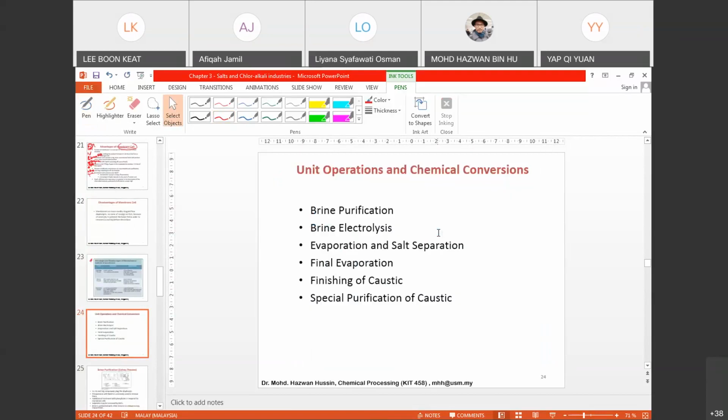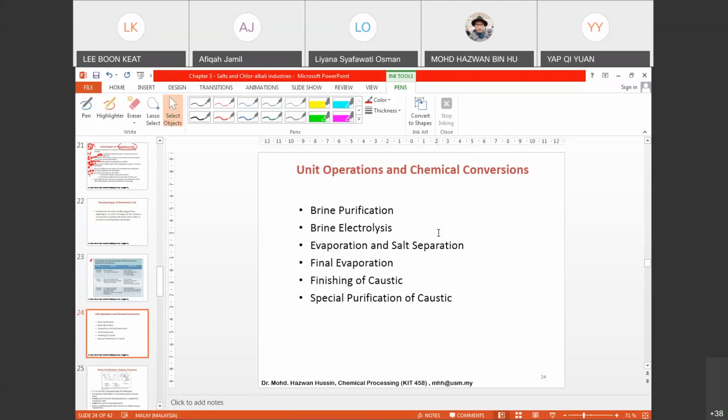Okay, so maybe a few slides, okay, before we call it a day. The unit operations and chemical conversion. When you want to consider chlor-alkali industries, what will be the unit operations? What will be the facilities? What will be the instruments needed and need to be installed or considered? So the first one is brine purification.